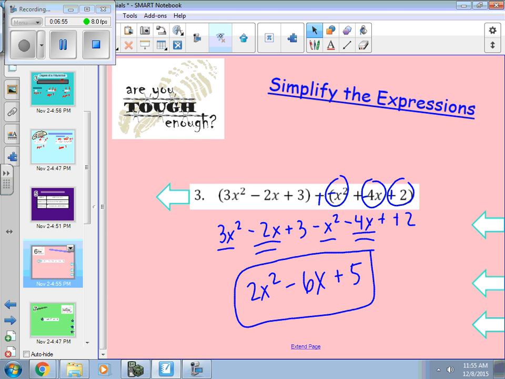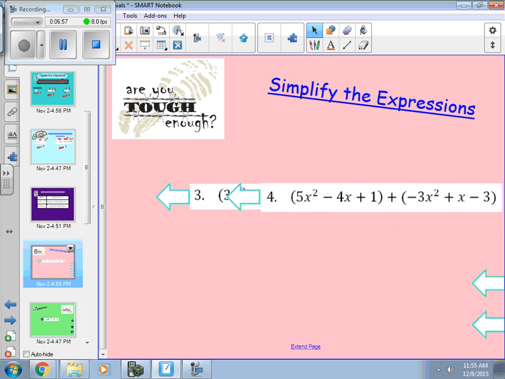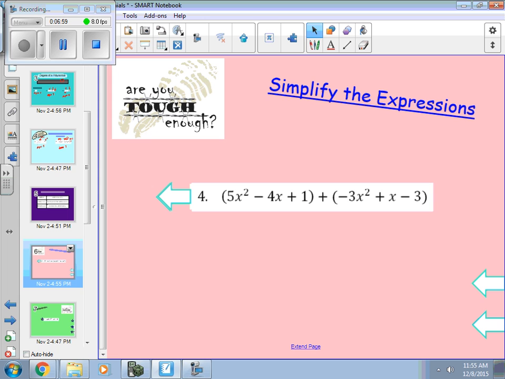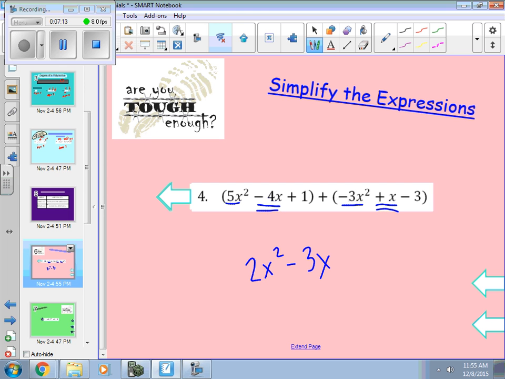Okay, let's try another one here. Number 4. We want to add this. If we're adding, there's nothing really to do except combining like terms. So we got 5x squared minus 3x squared is 2x squared. Negative 4 plus 1 is going to be negative 3x. And then 1 minus 3 is going to be negative 2. So adding super easy, just combine like terms.